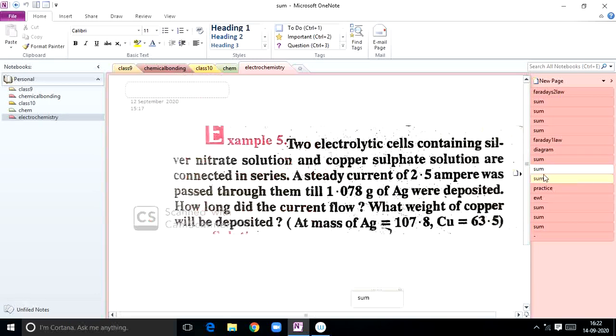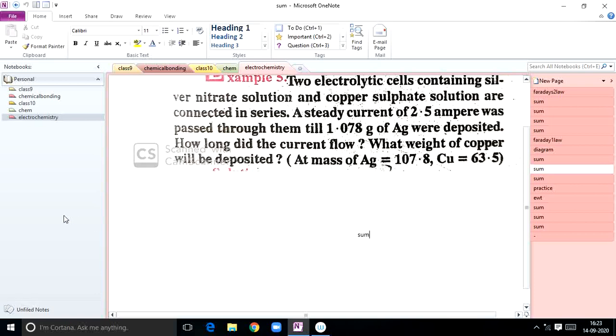Example 5. Two electrolytic cells containing silver nitrate solution and copper sulfate solution are connected in series. A steady current of 2.5 ampere was passed through them till 1.078 grams of silver were deposited. How long did the current flow? What weight of copper will be deposited?